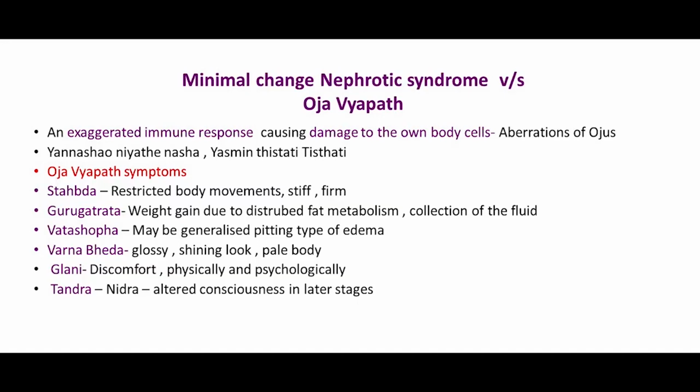So an exaggerated immune response causing damage to the body's own cells, maybe the glomerulus in this case, is called aberration of the Ojas. Yannasho niyatho yasmin tishtati tishtati. If the Ojas is proper, then the body will be maintained. And see, these are the Oja Vyapath symptoms, which are also the symptoms of nephrotic syndrome.